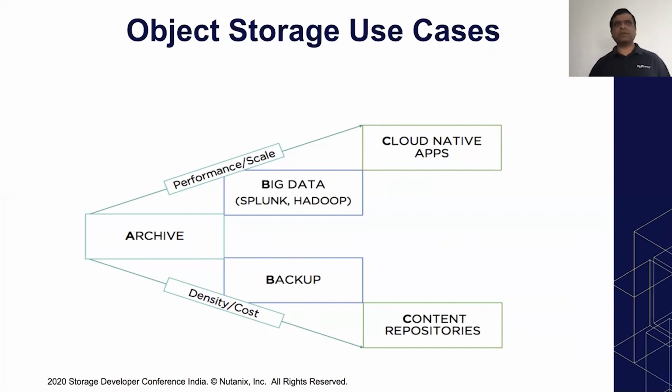The sensitivity to performance is not very high here because there is no end user sitting at the end of these requests. Throughput is important, though, to meet the backup windows. As you go up, in big data and cloud native apps, the latency has become important, as well as the scale of the object storage system in terms of the number of objects that can be supported.